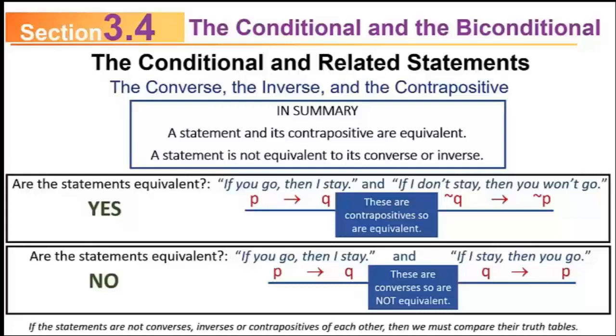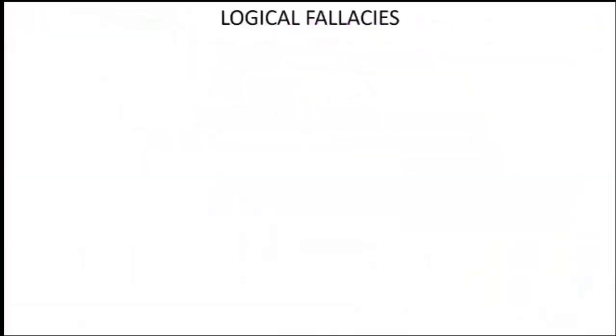If the statements are not converses, inverses, or contrapositives, if you ever come up with that case, you just have to do the truth tables to find out. But if you do get a statement that's a contrapositive, you can immediately say they're equivalent.